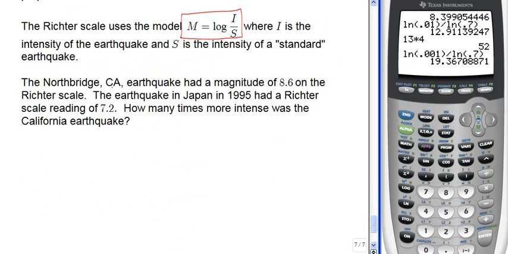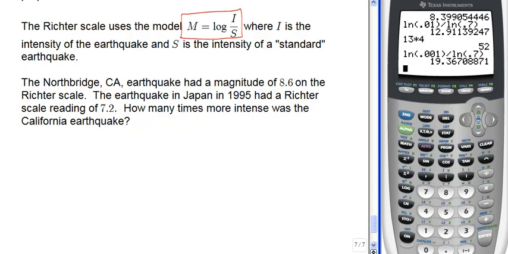So what we're going to take a look at is the comparison of two separate earthquakes. The Northridge, California earthquake had a magnitude of 8.6 on the Richter scale. That would be this M value right here. So that's your Richter scale number. The earthquake in Japan in 1995 had a Richter scale reading of 7.2. How many times more intense was the California earthquake? Notice the two Richter scale values, 8.6 and 7.2, they're not really that far apart. But because we are using logarithms to help us measure these intensities, there is going to be a much bigger difference in their intensities when we do a comparison.